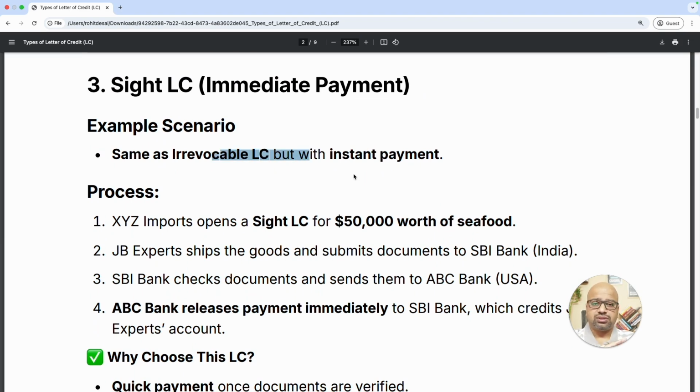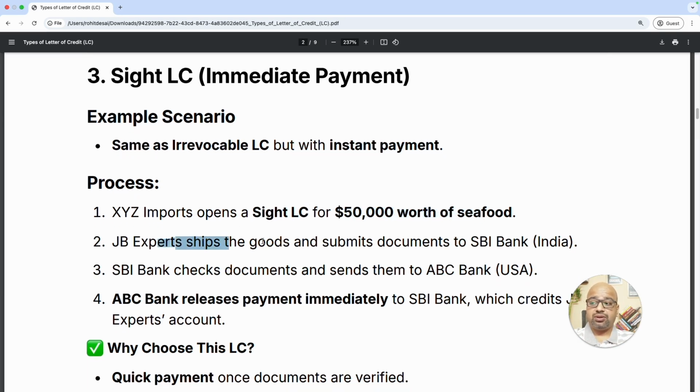The LC process is going to be simple, as I already explained. So this is instant payment. What I do, I open a sight LC with 50,000 worth of seafoods. I'll ship the goods. I submit the documents to SBI. Then the SBI bank will check the documents and send them to ABC bank.